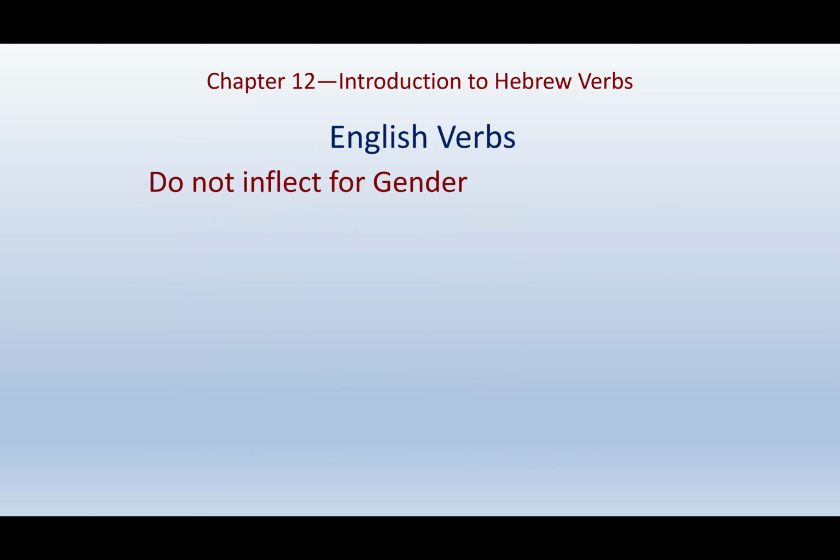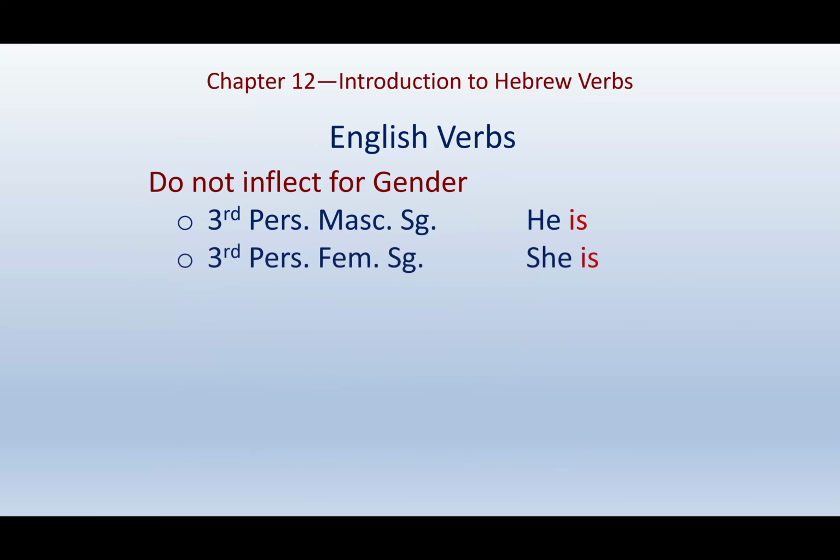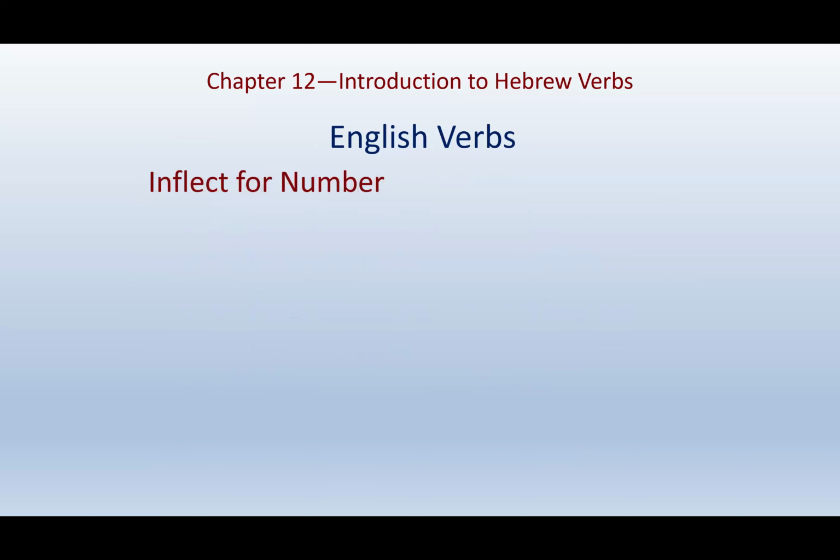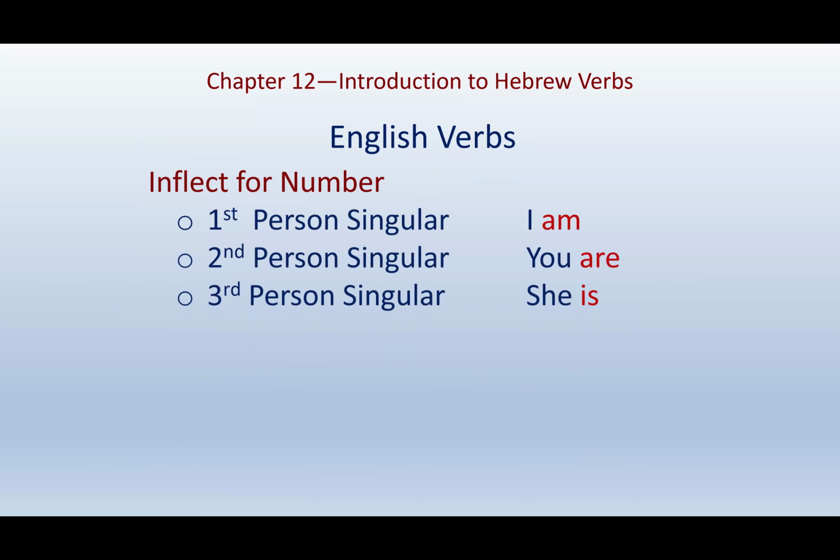English verbs do not inflect for gender. So it doesn't matter if he is, that's the third person masculine singular. What if you're talking about a woman? The third person feminine singular, she is. The verb doesn't change, is and is. If we look at the plurals, whether it's masculine or feminine, third person is still they are. So are, we have is and are, singular and plural. No inflection for gender.